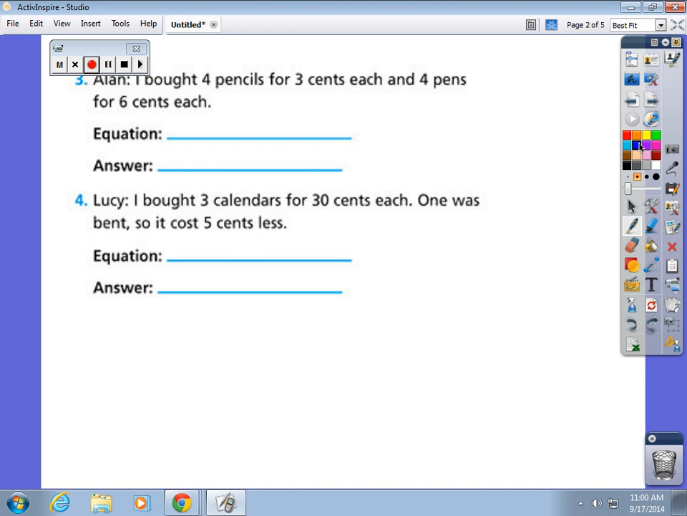Change colors here. Let's go blue. Alan, I bought 4 pencils for 3 cents and 4 pens for 6 cents. Well, now we have 2 groups. We need to have a pencil group and we need to have a pen group. We're trying to find how much they were together, so we're going to add those 2 groups together. Our pencils, Alan said he got 4 pencils times 3 cents each, and he got 4 pens times 6 cents each. So we now just have to find the value inside our parentheses.